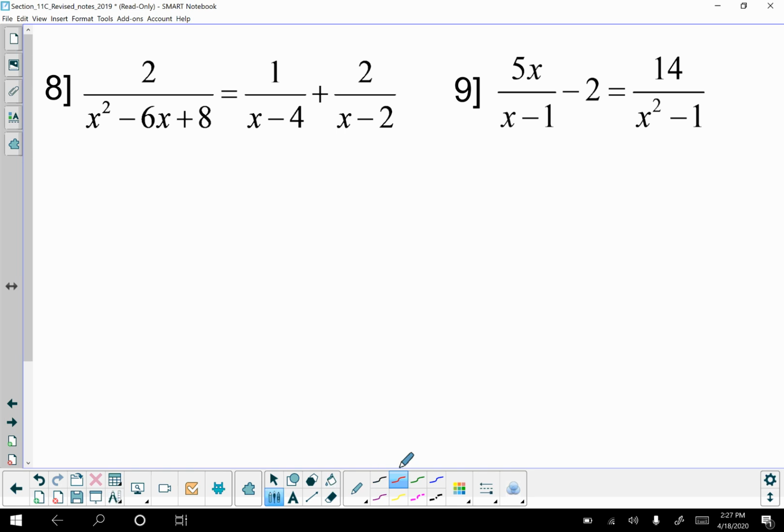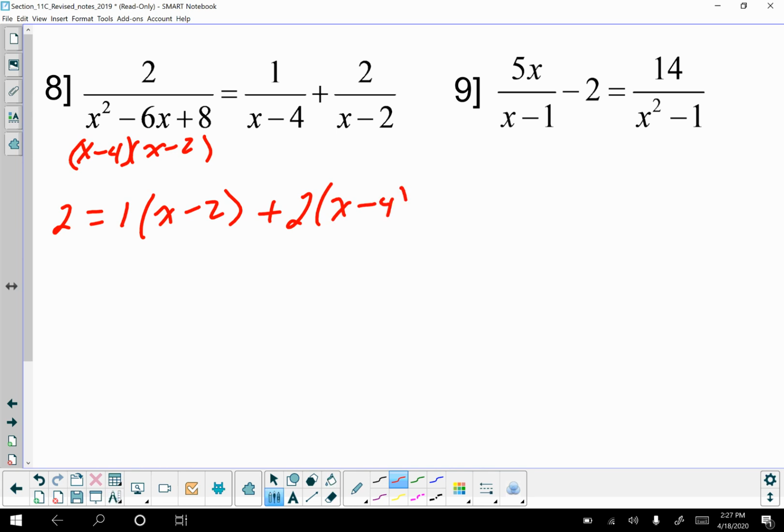Problem number 8, again, usually these tricks, this is what it would factor to. So I'm going to go ahead and multiply all three terms by x minus 4, x minus 2. So I get 2, because everything would cancel out, times 1, x minus 2, because the x minus 4s would cancel out, plus x minus 4 cancel out, so times 2, and I have x minus 4 here. Distribute over parentheses.